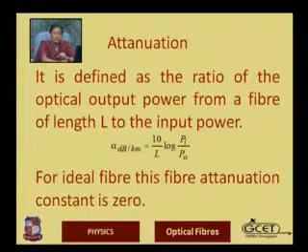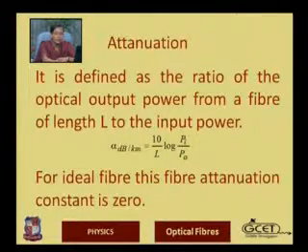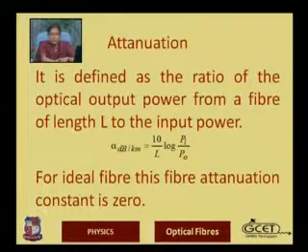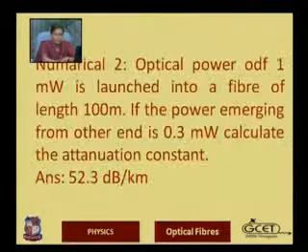Again, you must be reminded of the first chapter where you found this decibel unit for your intensity level, or loudness level, which you are measuring in terms of decibel, nothing more than that. It is similar to the intensity level. There you were taking the sound power ratio, here you are taking the ratio of the optical power output and the input, again optical. Now for an ideal fiber, this attenuation constant is 0. Why? Because for an ideal fiber the input and output powers are both the same.